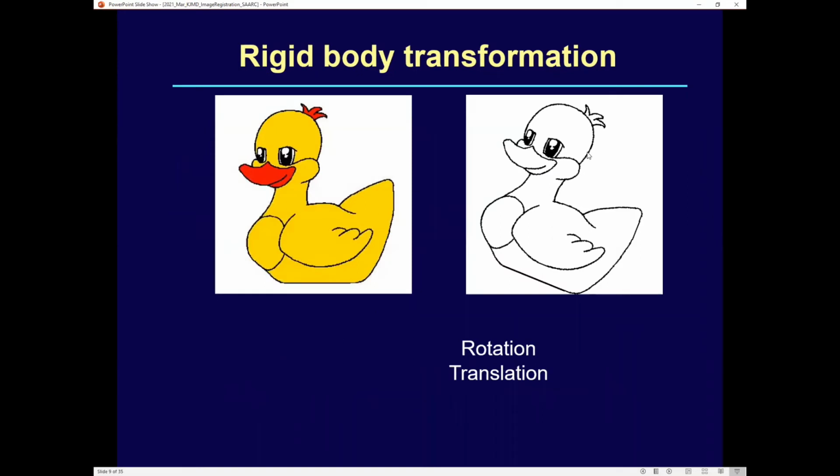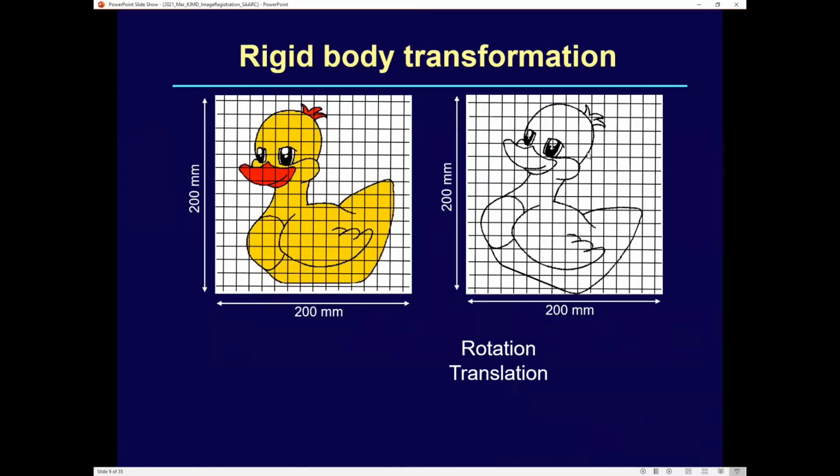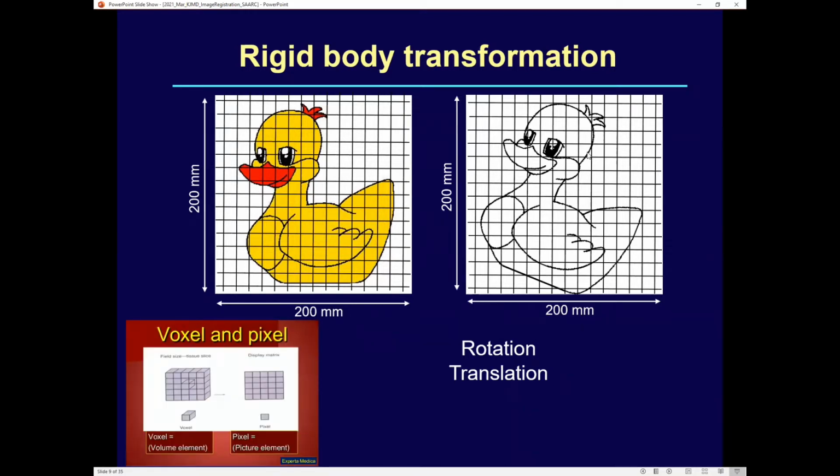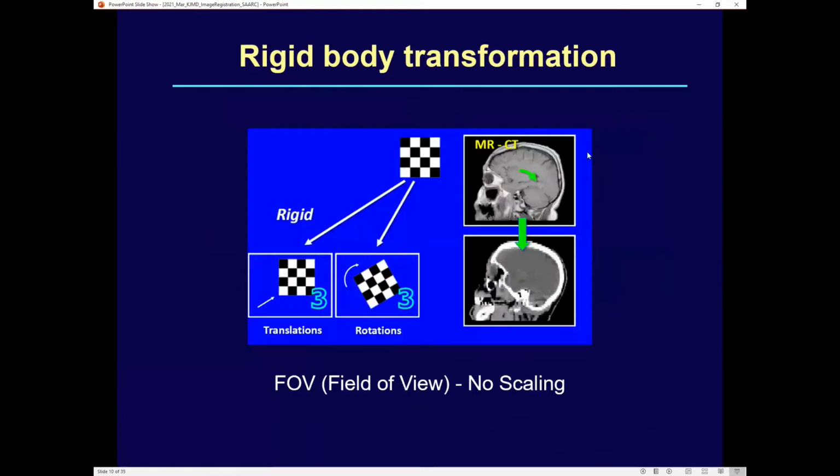Now, look at this slide. For rigid body transformation, the image has been imaged on a field of view of 200 millimeters. And generally, if you take a 512x512 matrix, the pixel size is 0.4. And what is the difference between a pixel and a voxel? A 0.4 pixel with a slice thickness of 4 millimeters will become a voxel element. So if the field of view is the same, there is no scaling factor, the object does not change in shape, and you need only six degrees of freedom. What is required for rigid body transformation like this is 3 translations and 3 rotations in the absence of scaling.